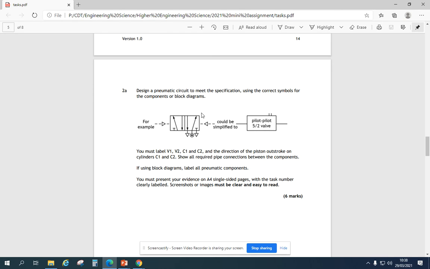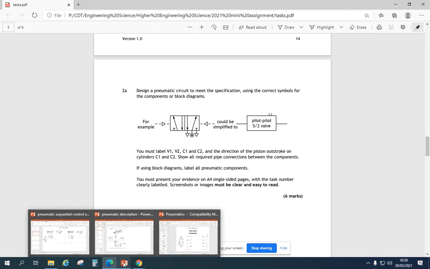You will be faced with things like this in your exam, so I would encourage you wherever possible to try and make sure you're familiar with where the mains air and the connections should be connected to the actual valves. So that one piece of paper with your name on it and task 2A is what I'm hoping that you're going to hand in at the end of this block of time this morning.